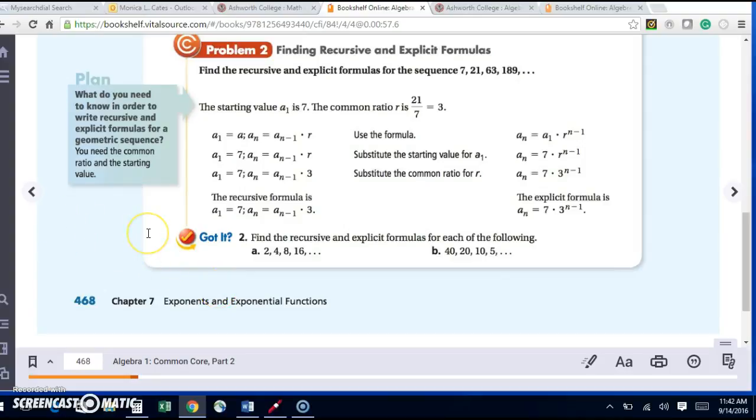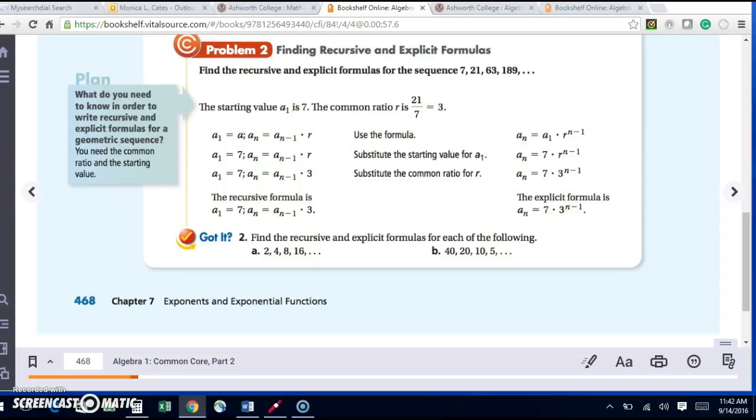Okay, let's take a look at problem 2, find the recursive and explicit formulas. It says find the recursive and explicit formulas for the sequence 7, 21, 63, and 189. The starting value, a sub 1, is 7. And we found the common ratio like I showed you for problem 1 by taking my second term and dividing by my first term. And you should get 3.